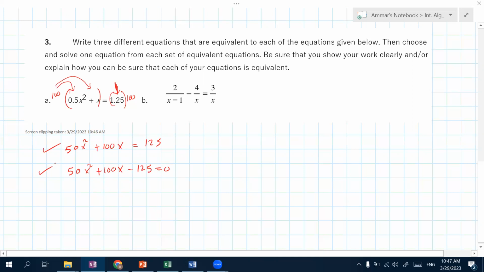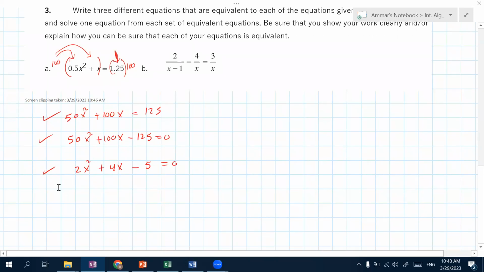And now we see that each constant here, 50, 100, and negative 125, all of them are divisible by 25. So I will divide both sides by 25. So this is 2x squared, 100 divided by 25 is 4, and this is 5. Okay, that's the third equivalent form. And then we solve it.